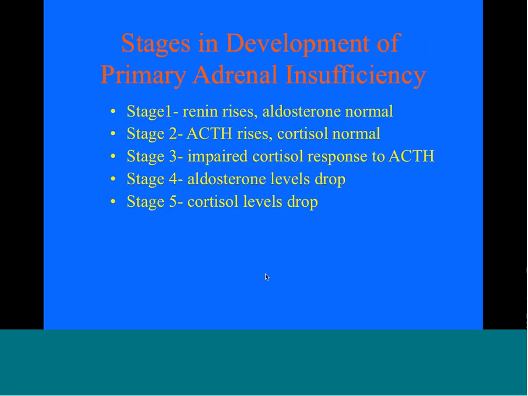There are different stages in the development of primary adrenal insufficiency. Initially, the renin, the hormone made by the kidneys, when you have low aldosterone, rises, and the aldosterone is normal. Next, the ACTH rises, and the cortisol is normal. You then have an impaired cortisol response to ACTH. Your aldosterone levels drop, and the last stage is your cortisol levels drop.